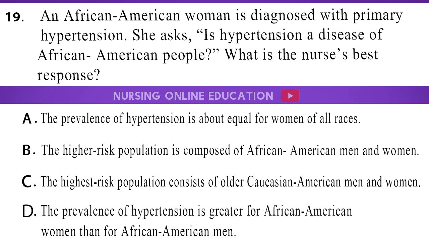A. The prevalence of hypertension is about equal for women of all races. B. The higher risk population is composed of African American men and women. C. The highest risk population consists of older Caucasian American men and women. D. The prevalence of hypertension is greater for African American women than for African American men.